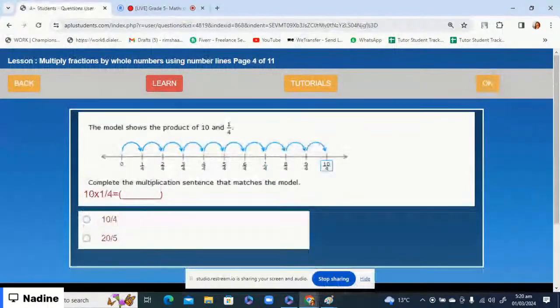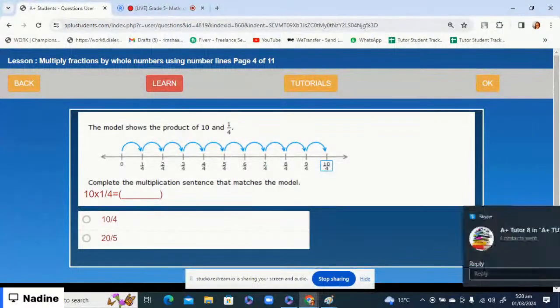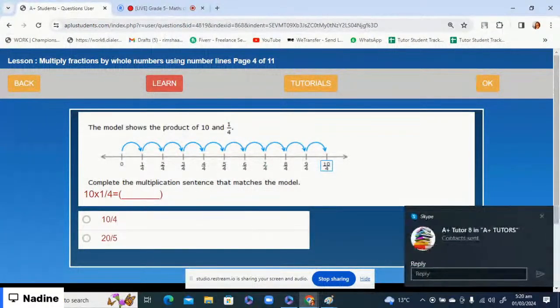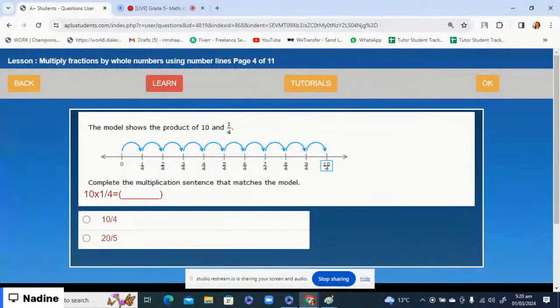Alright, hope you guys understand this one. Now you all tell me the answer of this question. Then we will start the next lesson. Do it all. Tell me the answer. Let's check. This model shows the product of 10 and 1/4, and at which point the arrow stops. And what is the product of 10 and 1/4? You all solve it in your notebooks and then tell me the answer.